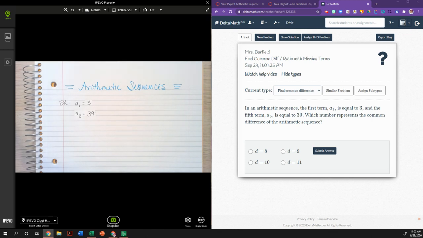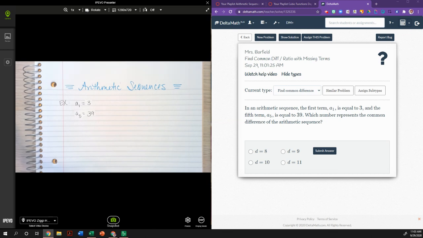Welcome to day 2 of arithmetic sequences. We're going to be looking at some different style problems that they can ask you in regards to arithmetic sequences. It says, in an arithmetic sequence, the first term, a sub 1, is equal to 3, and the fifth term, a sub 5, is equal to 39. Which number represents the common difference of the arithmetic sequence? We've got 4 answer choices and we've got to figure this out.